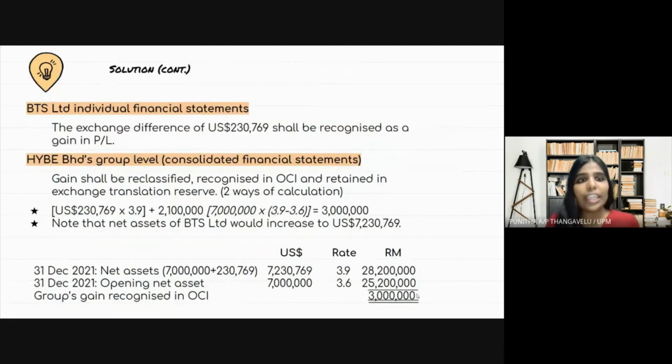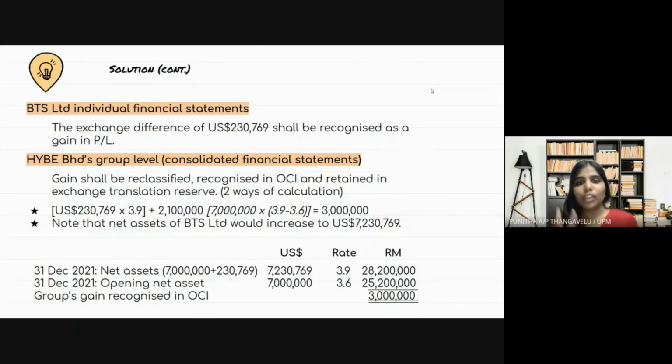In BTS's individual financial statement, the exchange difference of 23,769 US dollars should be recognized as a gain in profit or loss. As for Hai Berhad's group level, which is the consolidated financial statement, the gain shall be reclassified, recognized in other comprehensive income, and retained in the exchange translation reserve.